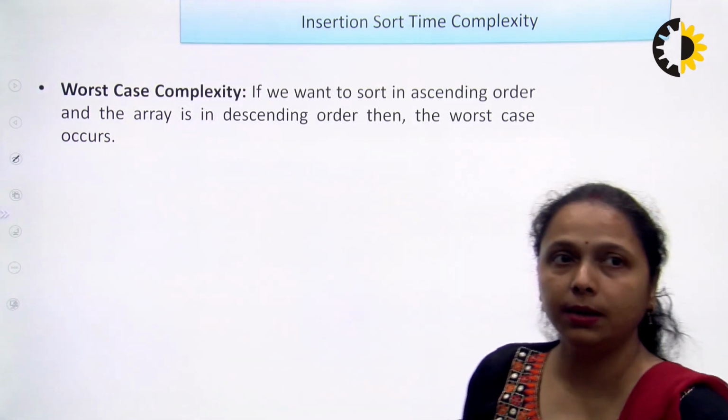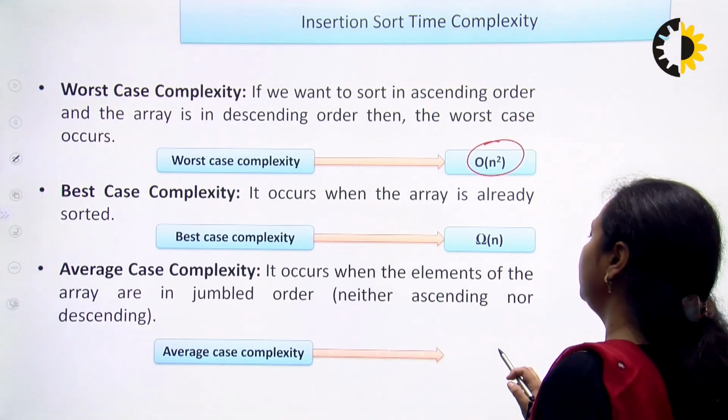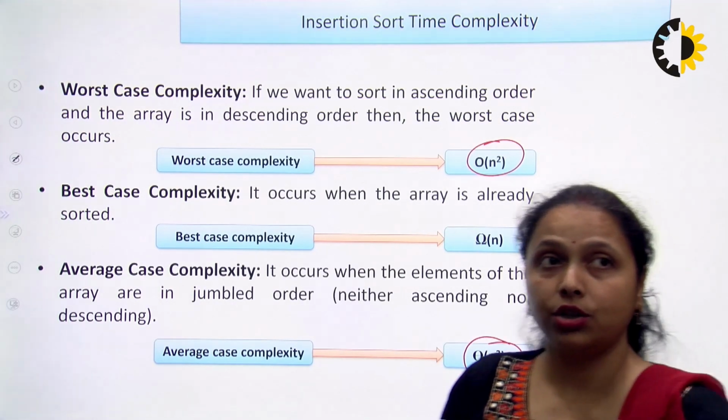And the complexity part: we can see that the worst case complexity is O of n square, and the average case complexity is also theta of n square for insertion sort.